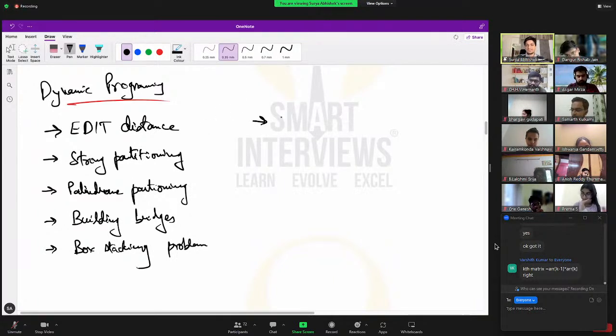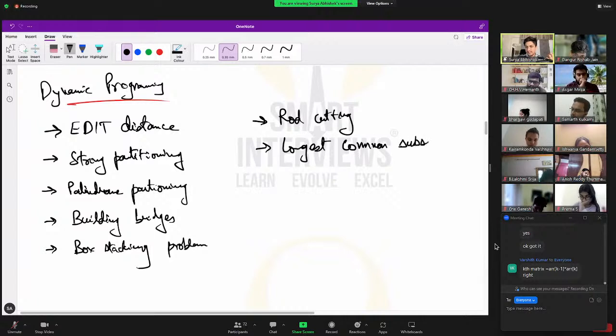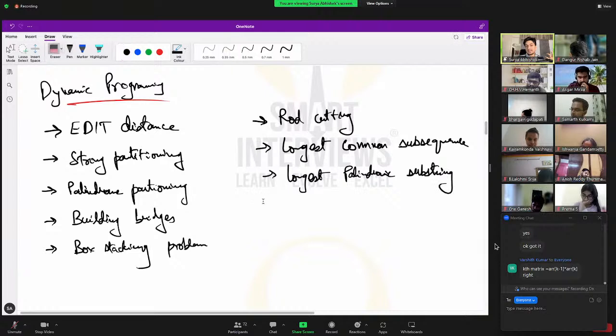Then we have rod cutting problem and longest common subsequence between 2 strings, and we have this problem, right? Longest palindromic substring. There is a DP solution also for it. You can try exploring that.